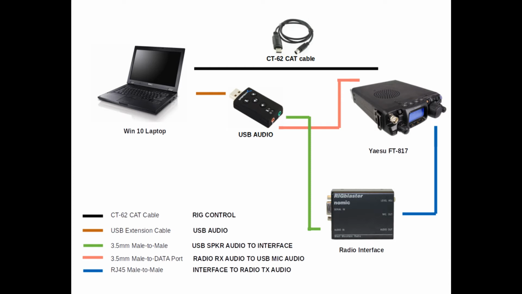And then for the USB audio, you see it as another audio device within Windows. And from there, you're going to see the microphone and the speaker connections. The microphone connection for the USB audio actually goes to the speaker connection on the back of the FT817. And then the speaker out from your Windows audio goes into the radio interface, and that interface converts it into the RJ45 cable that goes into the mic jack on the 817 itself.